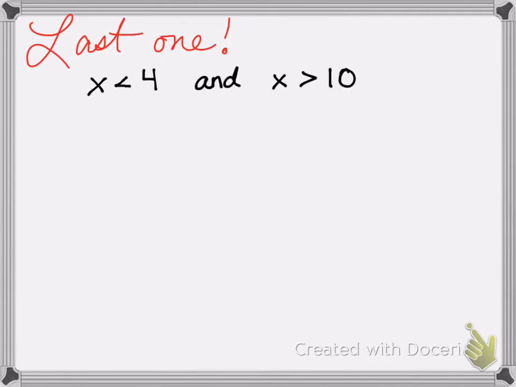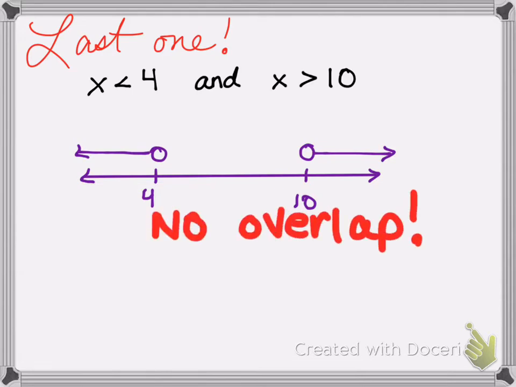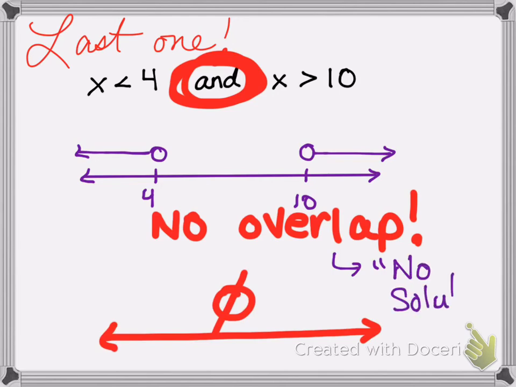Last one. When we solve our equations, we might get something like x is less than 4 and x is greater than 10. When we go to graph those, we have arrows going opposite directions and there's no overlap. For an and statement, we have to have overlap. Therefore, we have no solution.